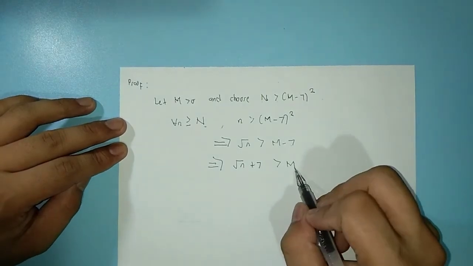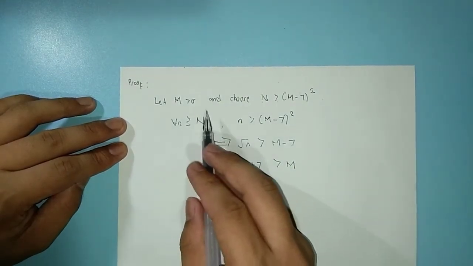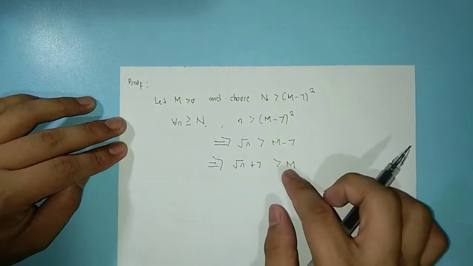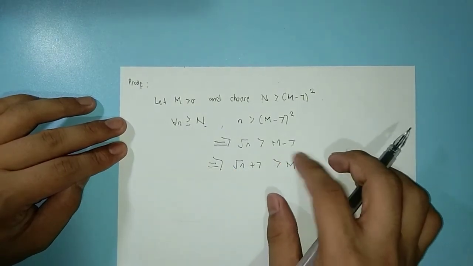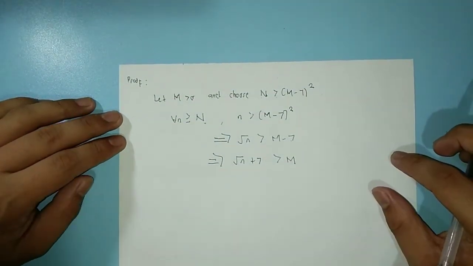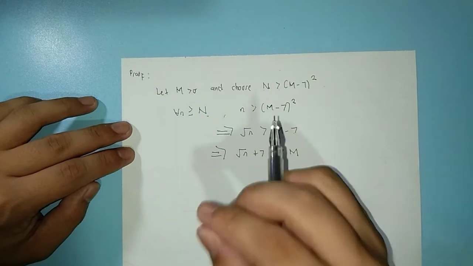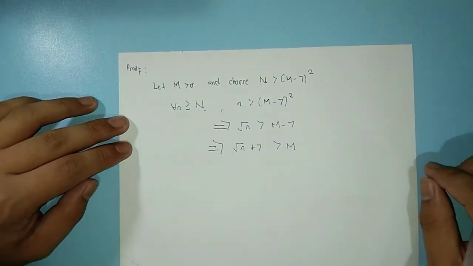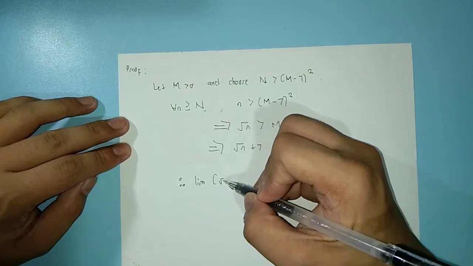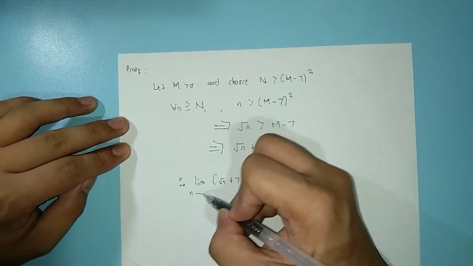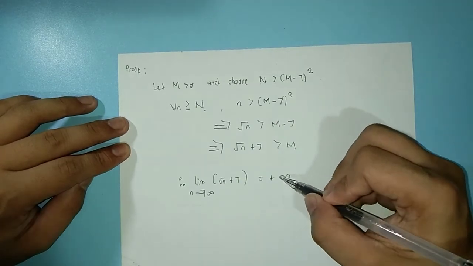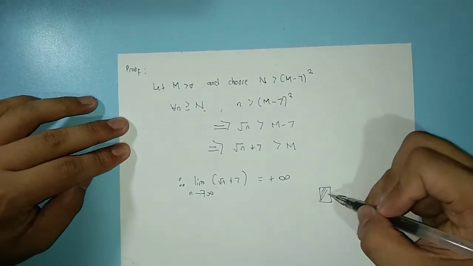And as you can see, for all n greater than or equal to N, napatunayan natin na yung square root of n plus 7 is greater than m, for m greater than 0. And by definition of divergent sequence na nagda-diverge sa positive infinity, so therefore, yung limit ng square root of n plus 7 as n approaches infinity is equal to positive infinity. And this is done.